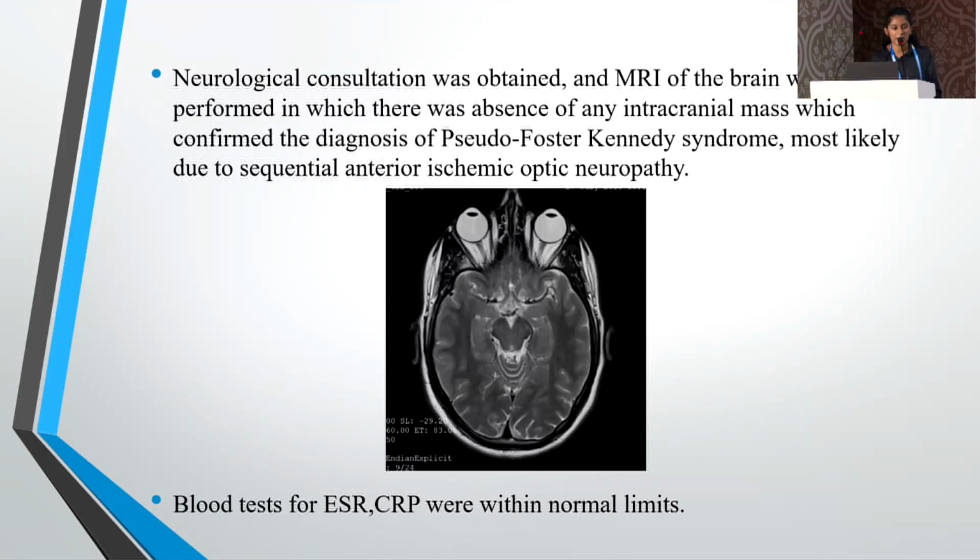A neurological consultation was obtained and MRI of the brain was performed in which there was absence of any intracranial mass, which confirmed the diagnosis of Pseudo-Kennedy syndrome, most likely due to sequential anterior ischemic optic neuropathy. Blood tests were done for erythrocyte sedimentation rate and C-reactive protein and were within normal limits.